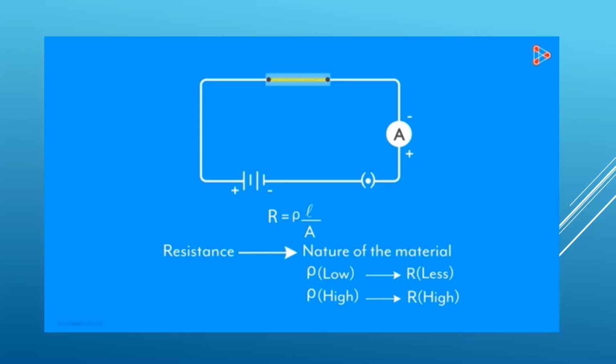And then finally I said about the resistivity, that at a given temperature, the resistance of a conductor depends upon its length, its area of cross section, and the material it is made up of. And I said finally that the unit of resistivity is ohm meter.